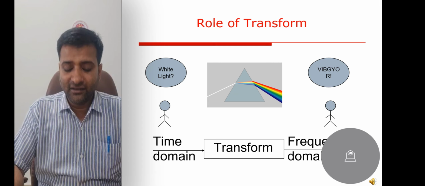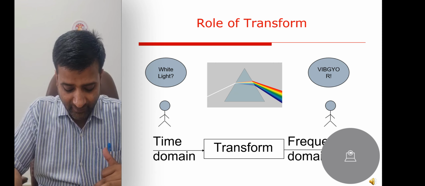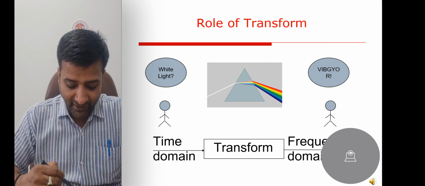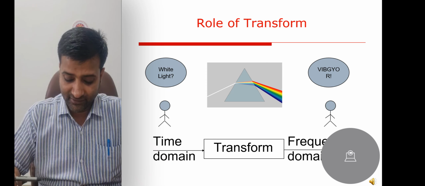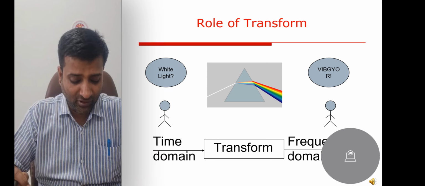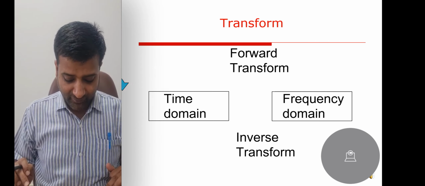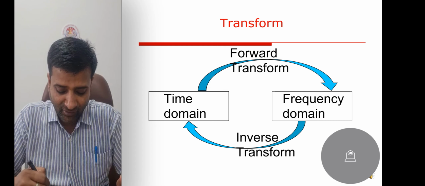The role of a transform is illustrated by an example: passing white light through a prism transforms it into the 7 colors. This is the basic example of transformation. Let's quickly review the basic transformation theory. Here is a pictorial representation of transforming.